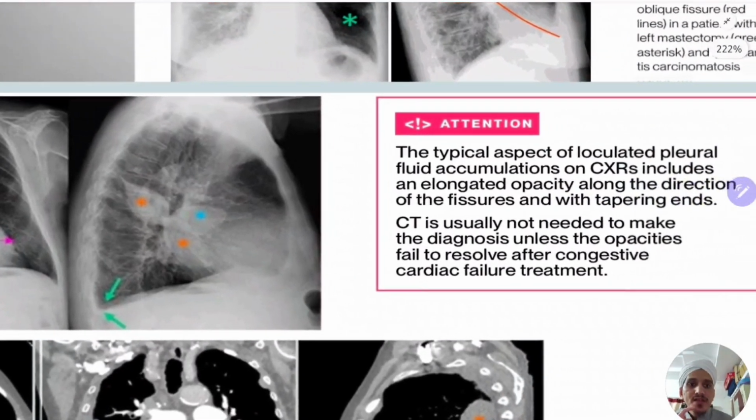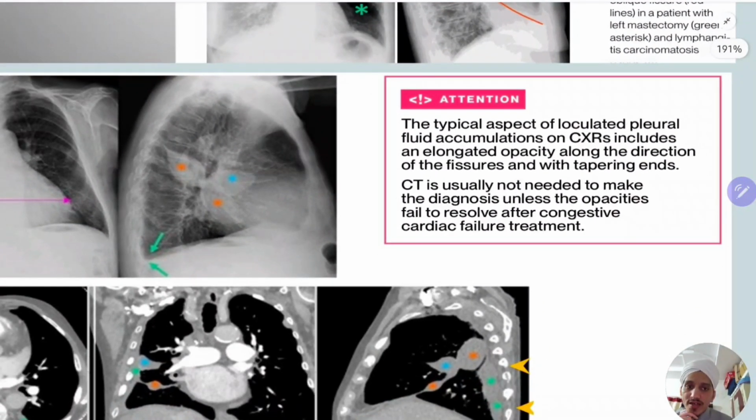Okay. So the typical aspect of loculated pleural fluid accumulations on chest X-ray includes an elongated opacity along the direction of the fissures with tapering ends. So that's why I said no. This is a very important point. CT is usually not needed to make the diagnosis unless the opacities fail to resolve after congestive cardiac failure treatment.